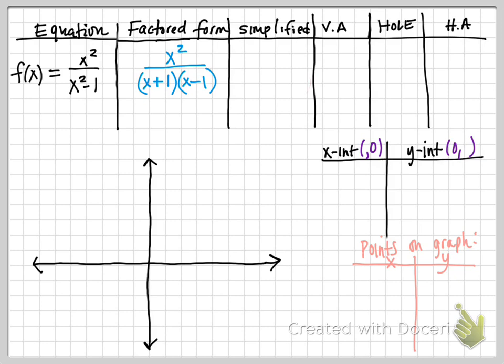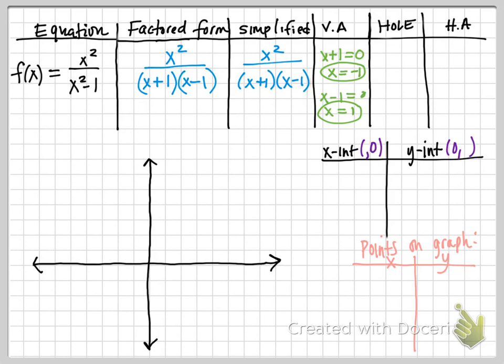To convert this to simplified form, we're looking to see if there's any matching factor in the numerator and denominator, and there isn't, so this is completely simplified. In order to find the vertical asymptote, remember we're looking for what we can't plug in for x. Our restriction is we can't divide by 0, so we set each factor in the denominator equal to 0. If I set x plus 1 equal to 0, I get x equals negative 1. And if I set x minus 1 equal to 0, I get x equals positive 1. So those are my vertical asymptotes.